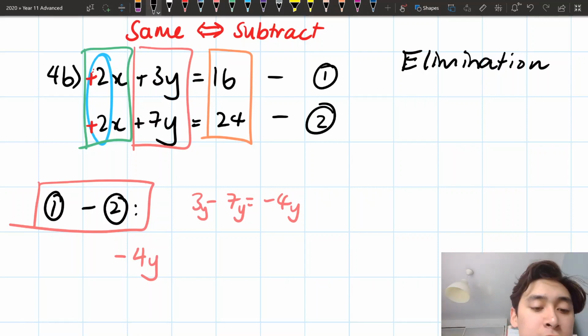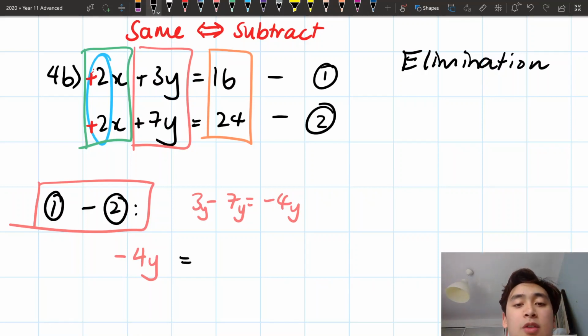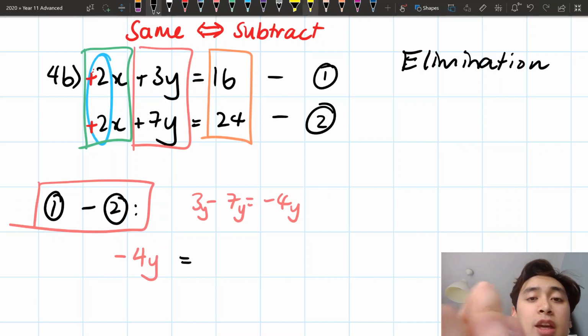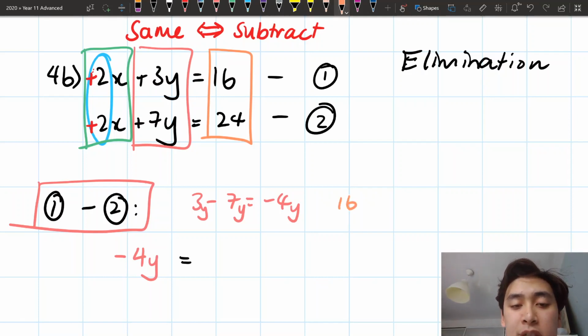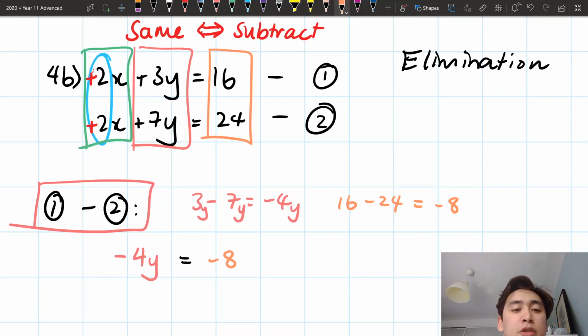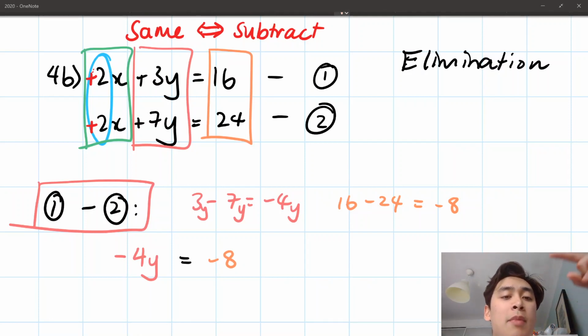In the same way, I'm going to do the same with the numbers in the orange boxes. Just remember, I'm doing 1 minus 2. So here, it's going to be 16 minus 24, which gives me negative 8. So just remember which order you're doing your subtraction in. Are you doing 1 minus 2 or 2 minus 1? The order matters with your subtraction because it affects which one is being subtracted from the other.